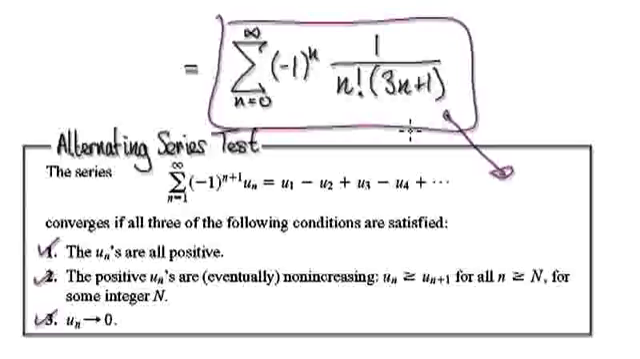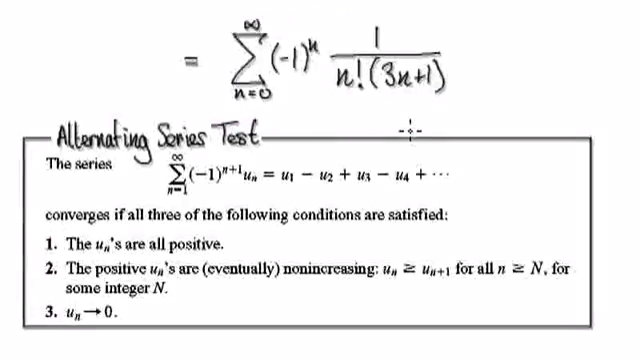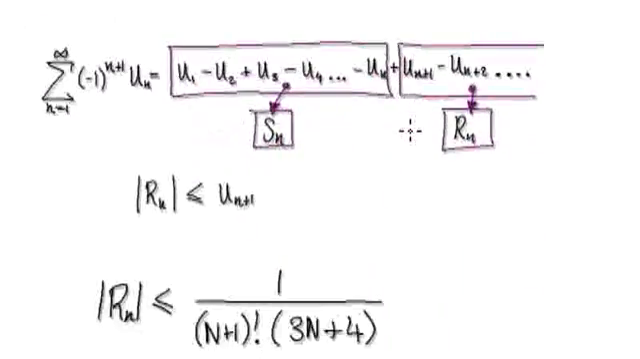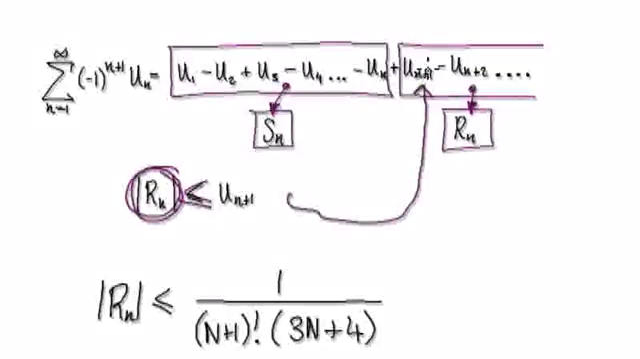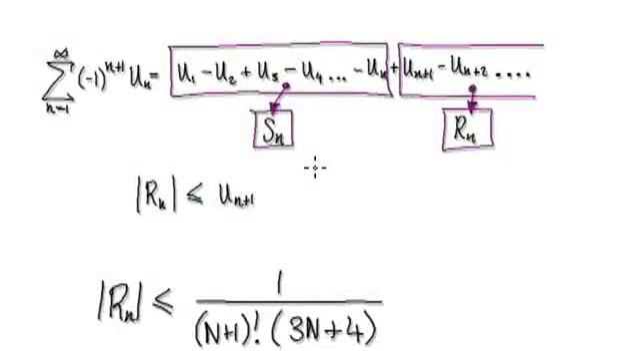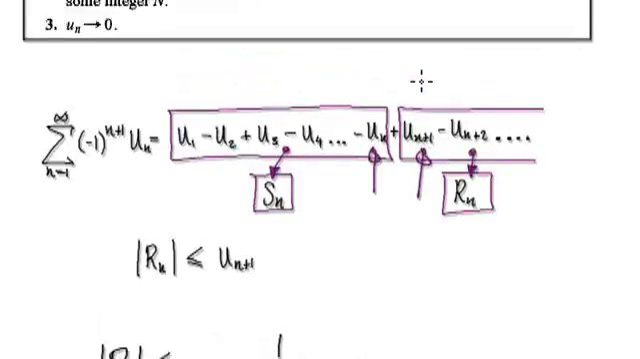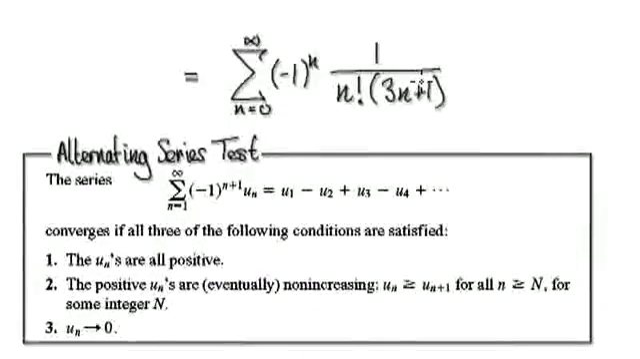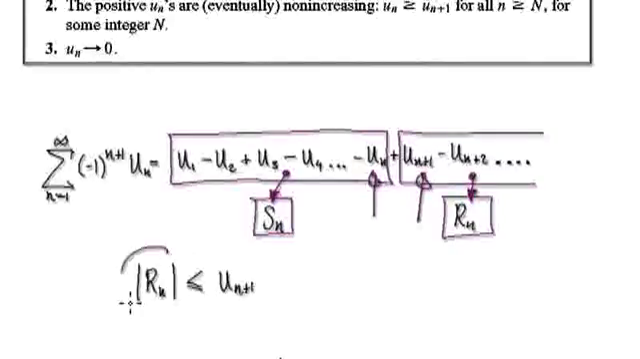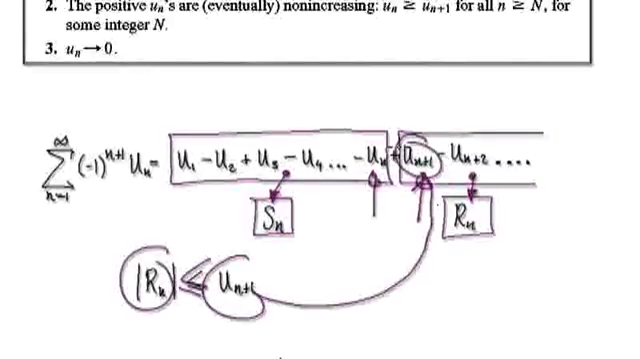Now we have an alternating series which converges, so we can apply the remainder. There's a theorem that says the remainder will be less than or equal to this value here. So going back to here, this is UN, and this is UN plus 1. The remainder will always be less than or equal to the next term, UN plus 1.